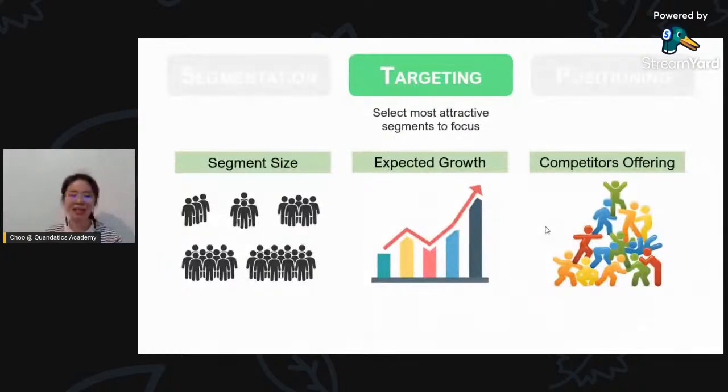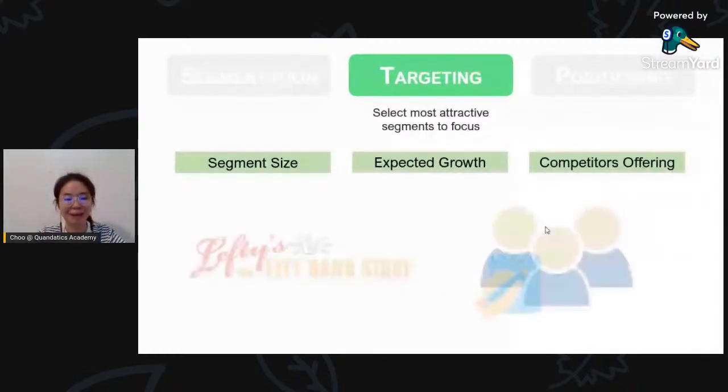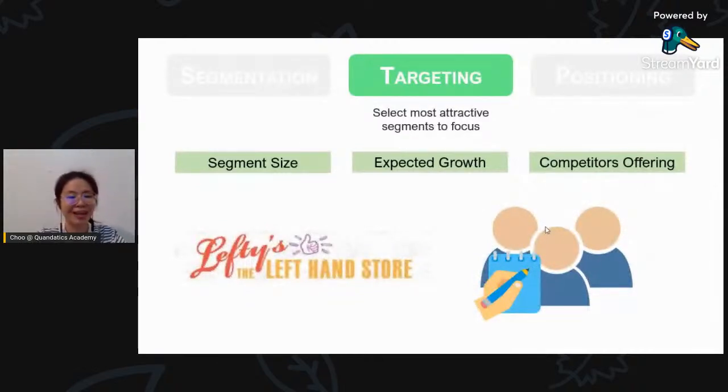So let's use a very good example to explain how this targeting is done. The example I have already covered earlier is the Lefties, the left-hand shop. Remember what Lefty does: it targets a very specific group, the left-handed group. From statistics, we know that 10 to 20% of the people in the world are left-handed. When we talk about 10 to 20%, it sounds like only a little, not very high. But they are targeting worldwide, which means their segment size is actually very large.